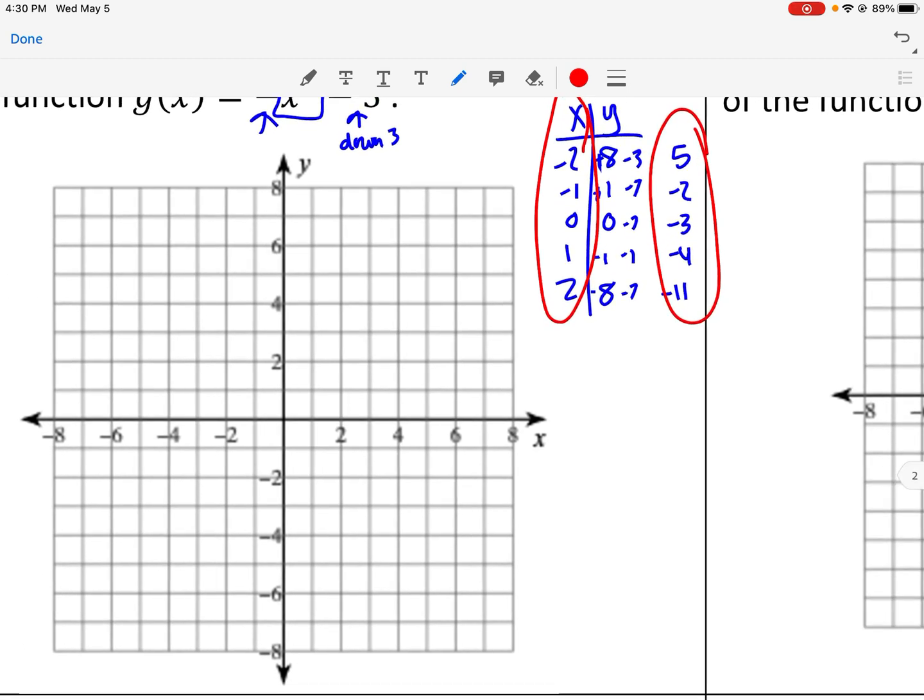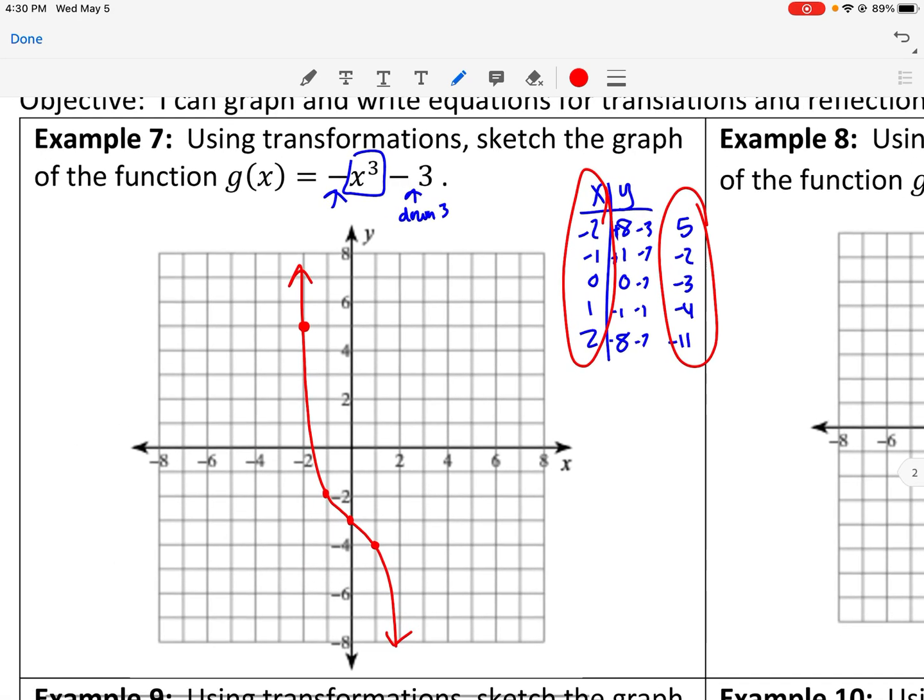So now we can just graph those new points. So negative 2 comma 5, negative 1 comma negative 2, 0 comma negative 3, 1 comma negative 4, and then the other one doesn't fit on here anymore, but that's okay. So then I can just sketch that in from there. And there we go. So my original graph, if you remember the cubic function, looks like this. It looks like it's reflected, yes, and down 3, which, yes, again, it looks like it worked how we wanted it to. So you can use that right side of the table to help you figure out how to graph your new function.